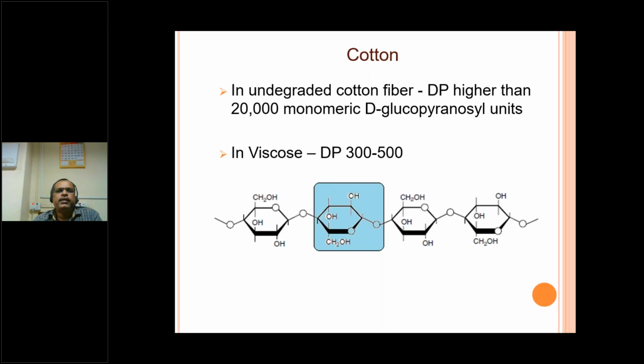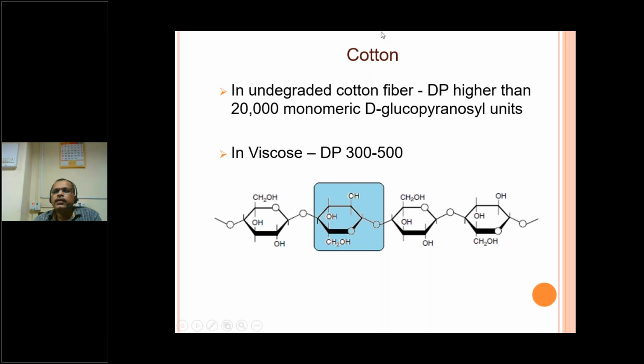In undegraded cotton fiber, the DP is higher than 20,000, made of monomeric D-glucopyranosyl units. DP is the degree of polymerization, which means the number of repeat units present in the polymer. So in viscose, the man-made regenerated fiber, the degree of polymerization is only 300 to 500.